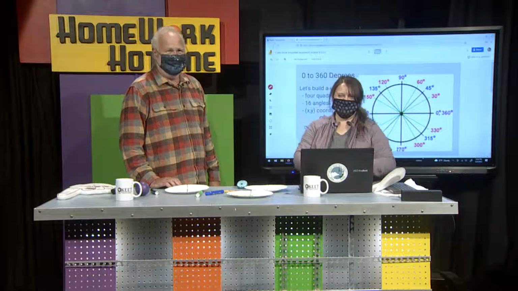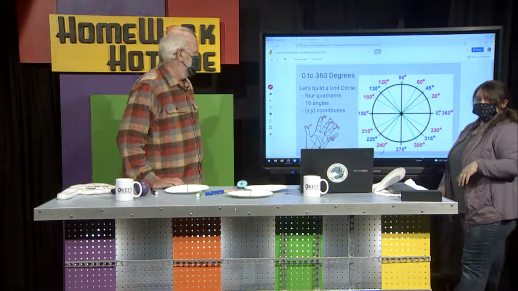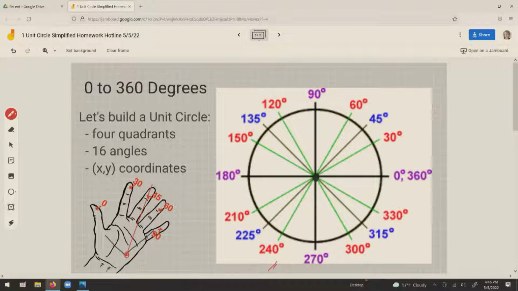Just kidding. All right, coming back to the angles on the unit circle, we can do the 30, 45, 60, hit the 90, and then if my hand is rotated, I have another 30 degrees past 90, which is 120. The middle angle is right 90 plus 45.